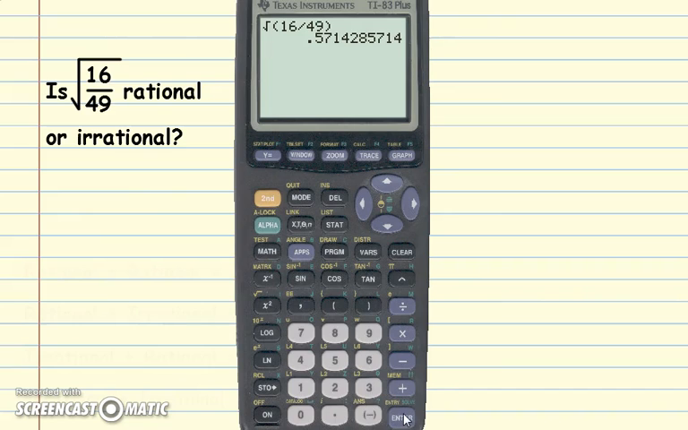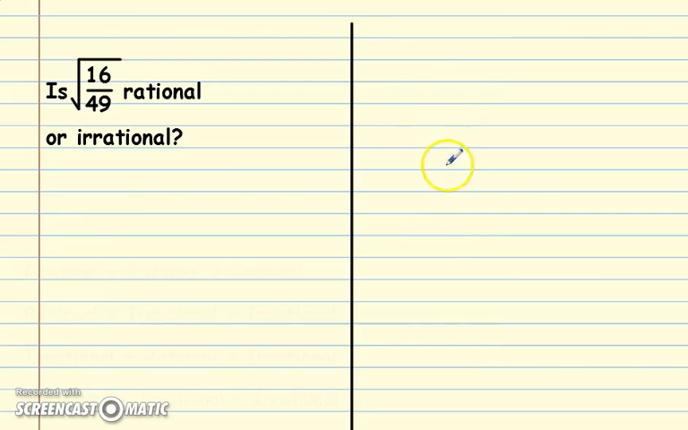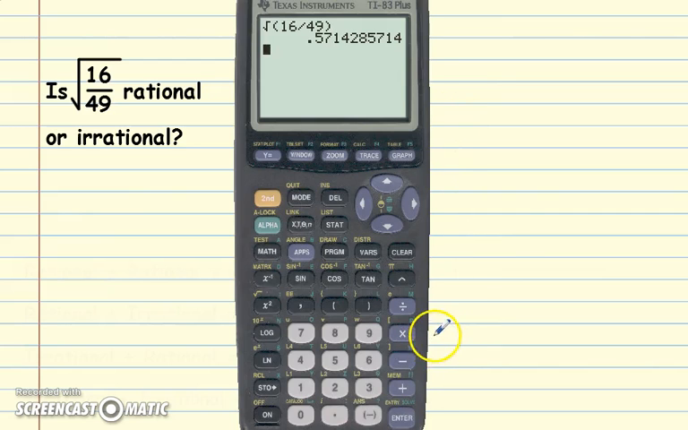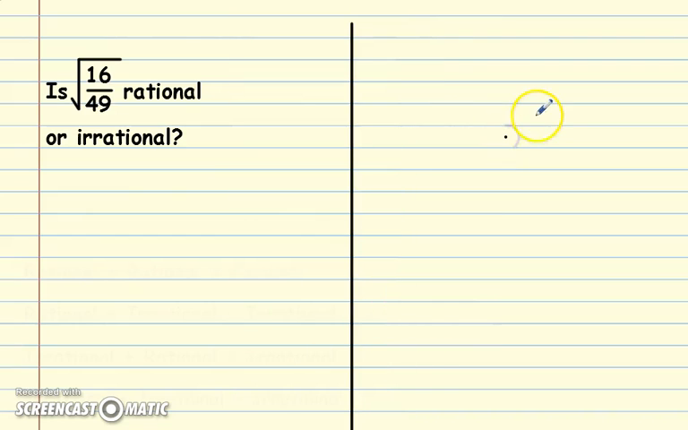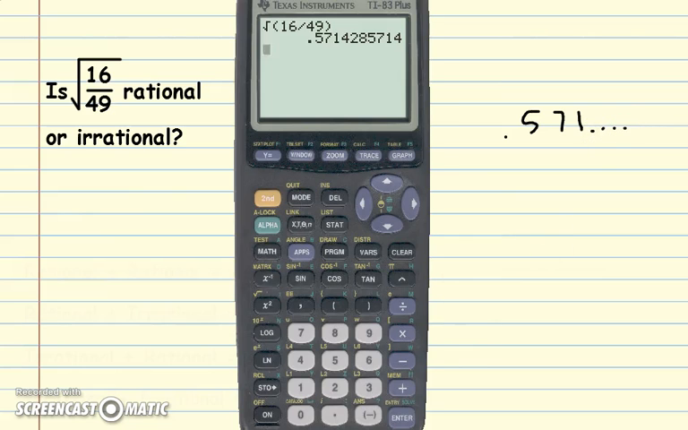Now, just looking at this number, this looks irrational to me. It says 0.571 and a lot more digits. But maybe it repeats, and here's how you can check.